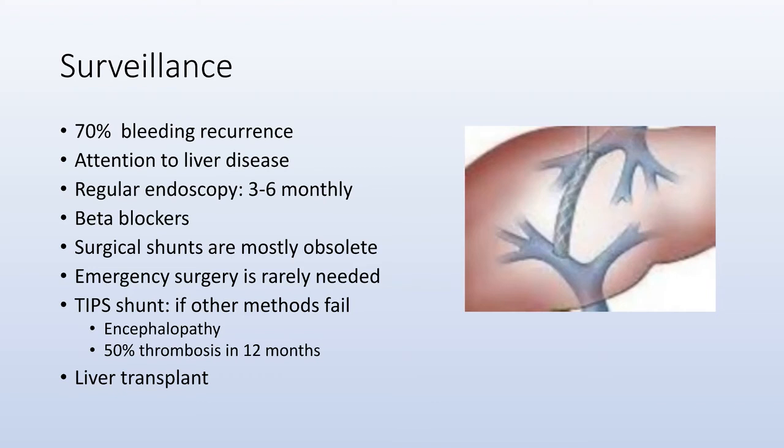I'm not sure what the mortality rate associated with that is, but I suspect it's high because usually it's needed in people who are already very sick. So we try to avoid that at all costs.